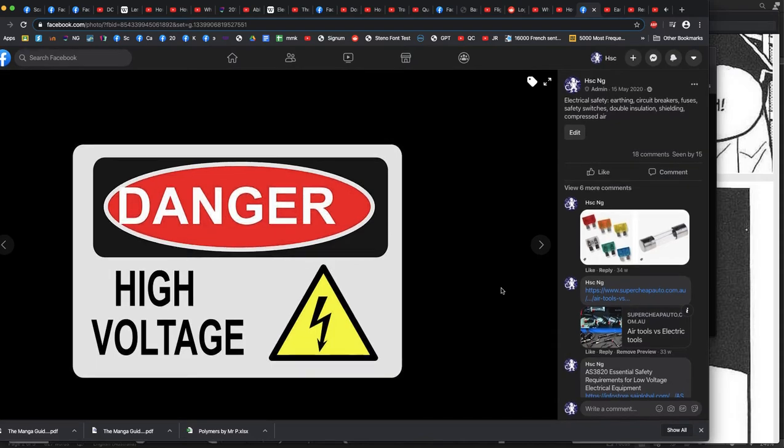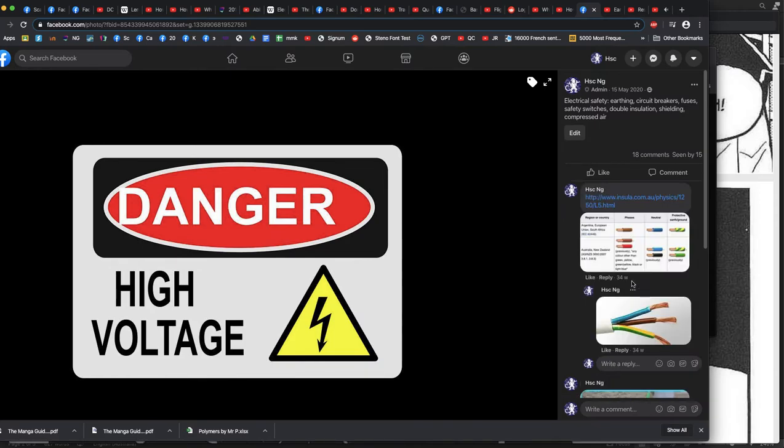So, danger high voltage is our picture for electrical safety. What are we going to learn about? We're going to learn about earthing. We're going to learn about circuit breakers, fuses, safety switches, double insulation, shielding, and compressed air. So, quite a lot here in my electrical safety.